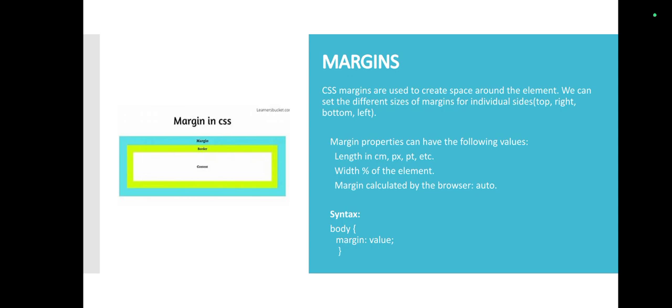Margin property can have the following values: length in centimeters, pixels, pt, etc., percentage of element, or auto, where the margin is calculated by the browser. The basic syntax of margin is body, curly braces open, margin, value, semicolon, curly braces close.